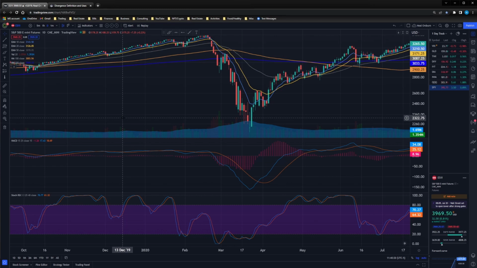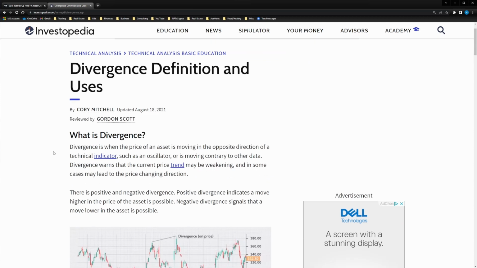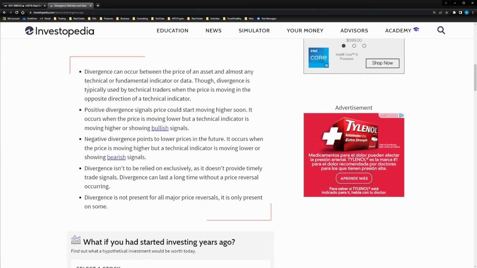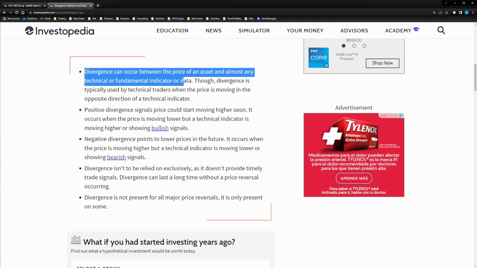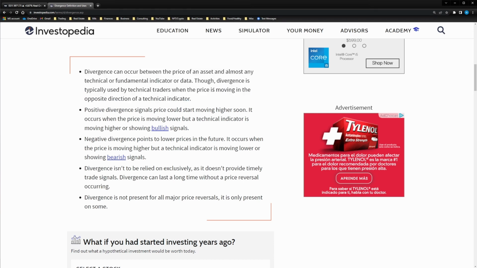But if you don't know what a divergence is, let's go over to Investopedia and figure out what divergence is. This is the basic definition, and we'll scroll down to the highlights. A divergence can occur between the price of an asset and almost any technical or fundamental indicator or data, though it is typically used by technical traders when the price is moving in the opposite direction of a technical indicator. That's very important to know, especially this last part, because that's pretty much what a divergence is.